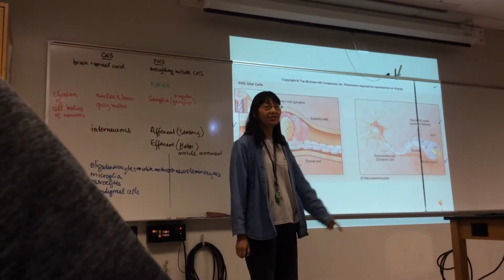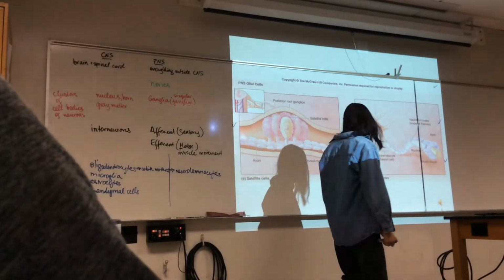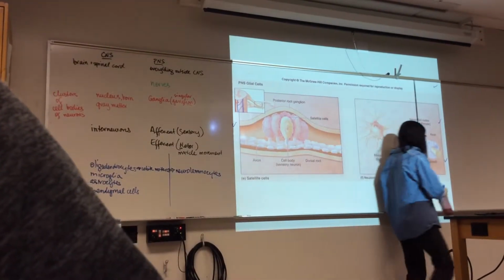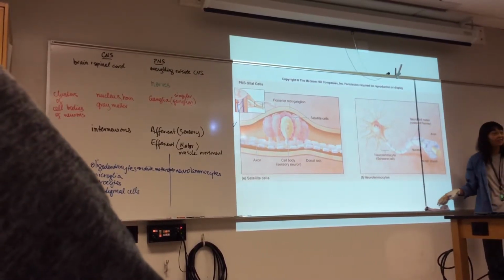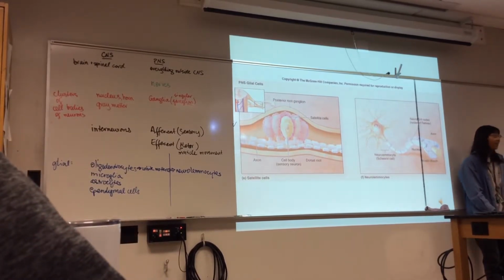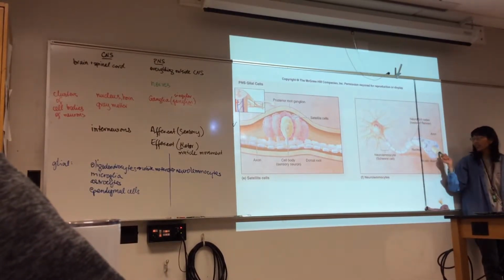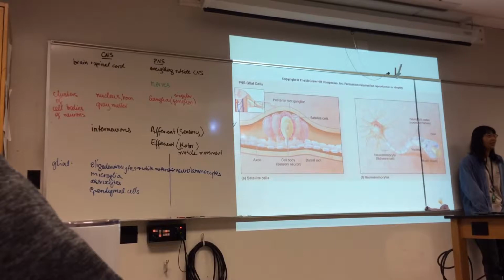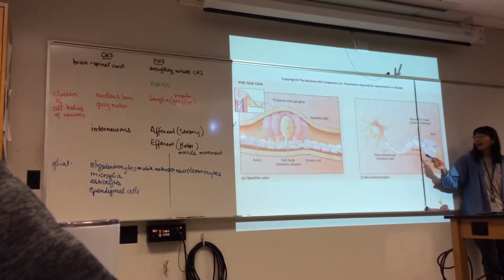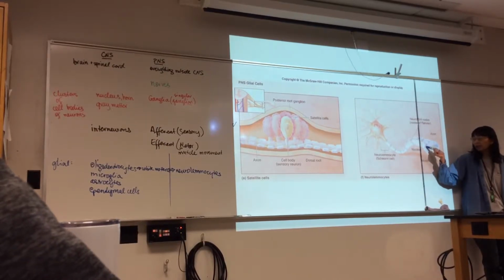What do they do, according to the picture? What do you guys think? What do they do? What's this yellow thing? Axon. So what's happening around the axon? Myelin, right? Myelin. And that's the nucleus, okay? That's the little nucleus, little nucleus, little nucleus.